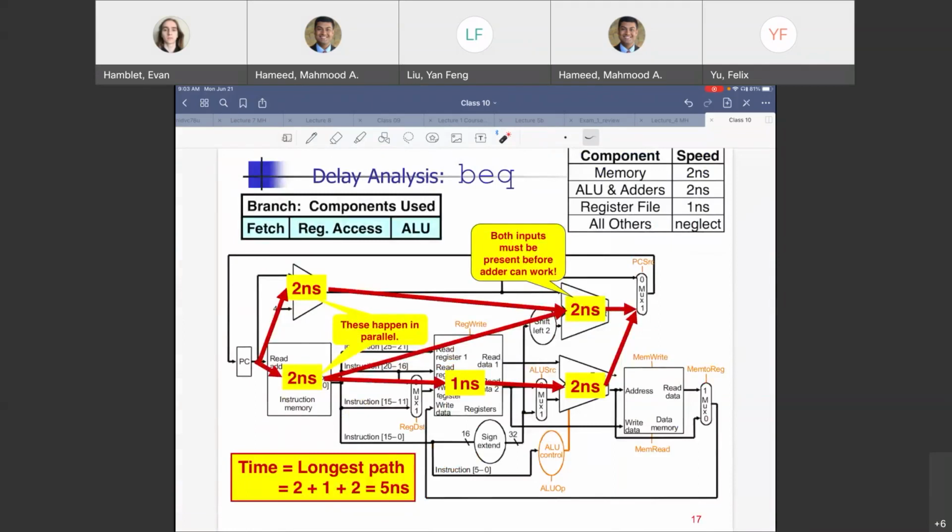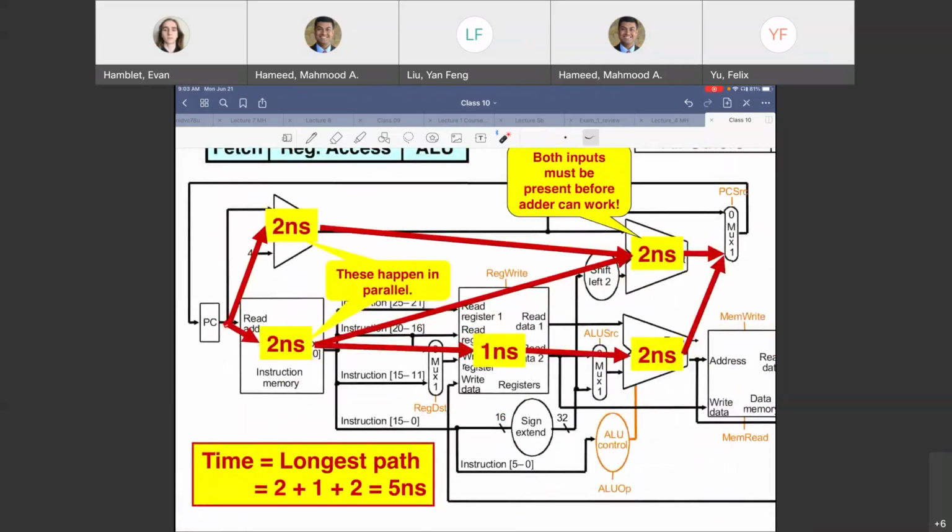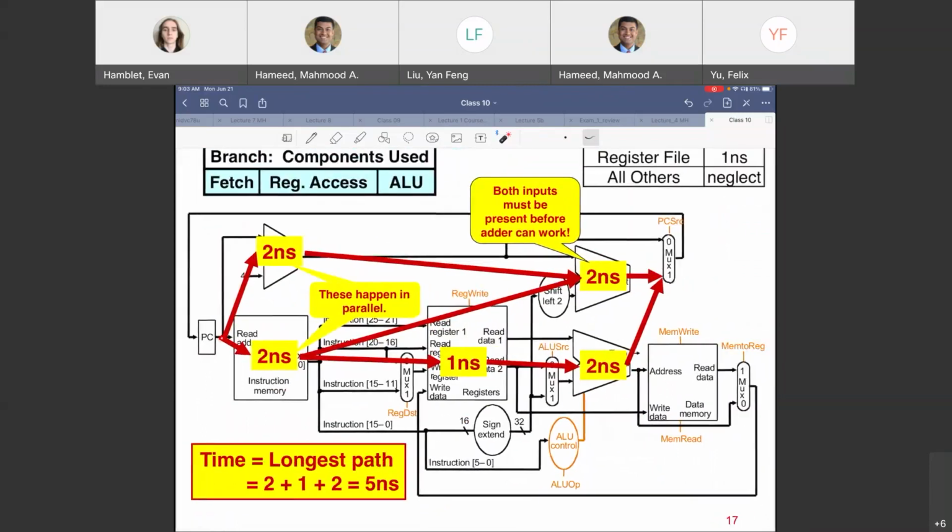For branch when equal, there are going to be multiple paths that we have to be careful about. Branch when equal, what are we trying to compute? One, we are trying to compute PC plus 4. That's one option. The other option is PC plus 4 plus branch address, right? PC gives us the instruction memory, so depending on the program counter, we look at the instruction memory to see if it is a branch or not. That is going to happen.